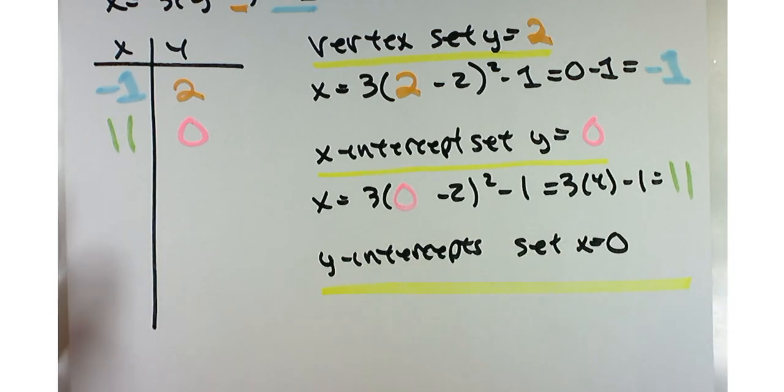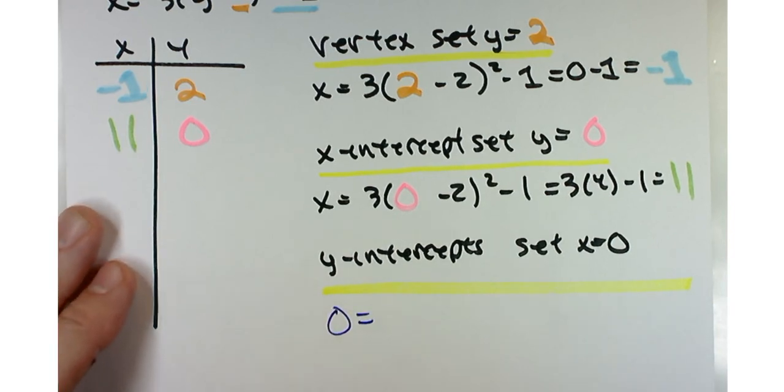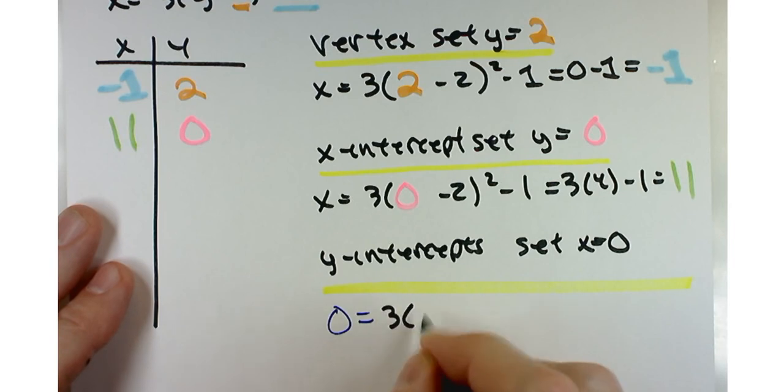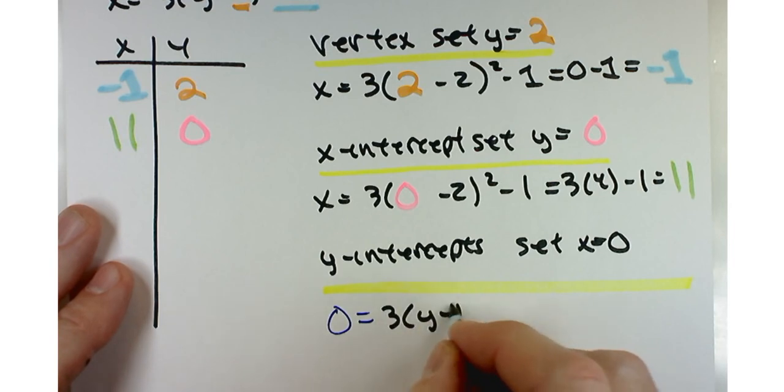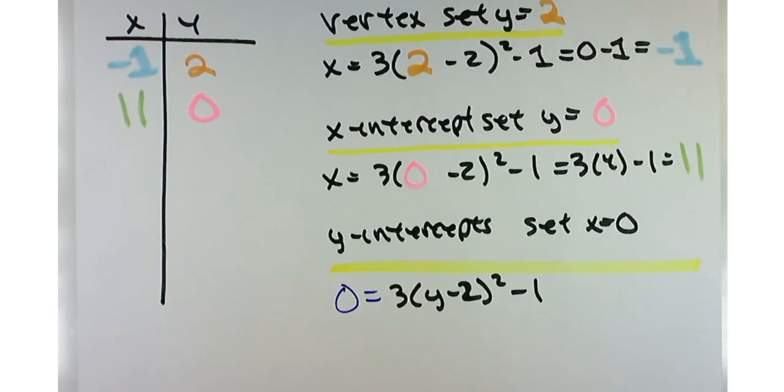So, all right. So it's going to be 0 equals 3 times y minus 2 squared minus 1. And why don't you give yourself a moment to solve that? If you're here, great. If you're at home watching this later, pause the video and see if you can come up with the y-intercepts. After you come up with the exact values, then try and come up with a decimal value.